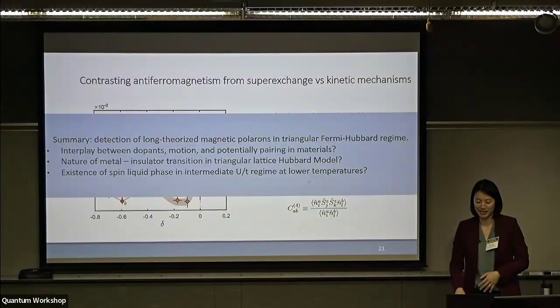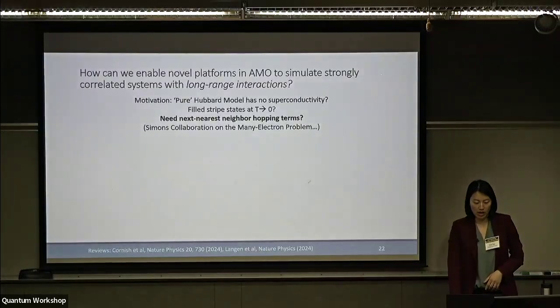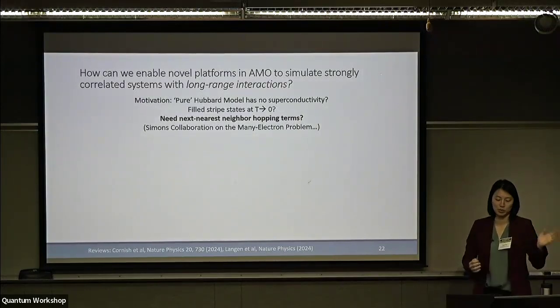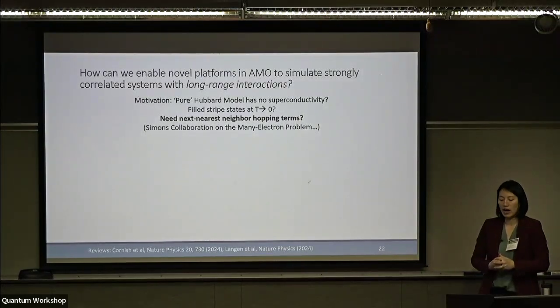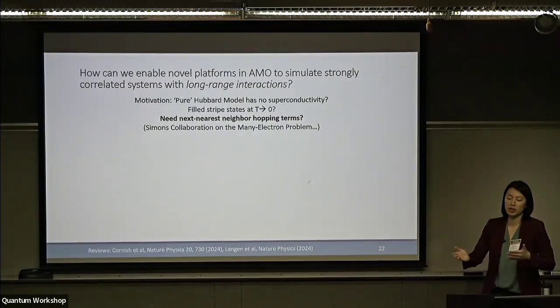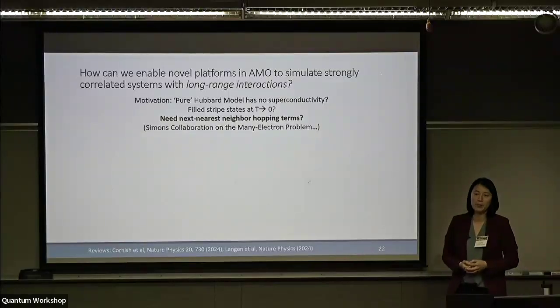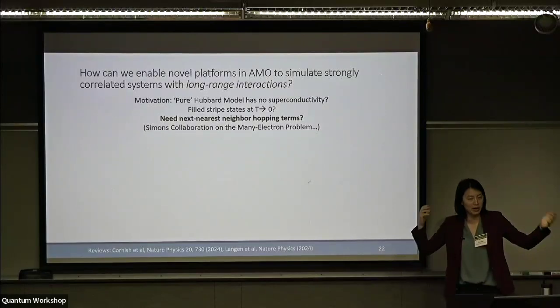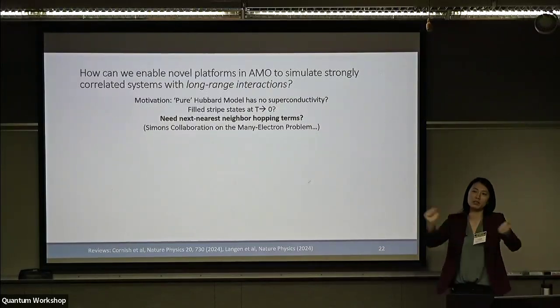Right. In the remaining maybe 10 minutes of my talk, I wanted to actually switch gears and talk about how we can use AMO systems to simulate correlated materials with longer range interactions. Everything that can be done with the neutral lithium atoms that I was mentioning up until now was purely on-site interactions, because neutral atoms, as one might imagine, really only experience interactions when they're right on top of each other.